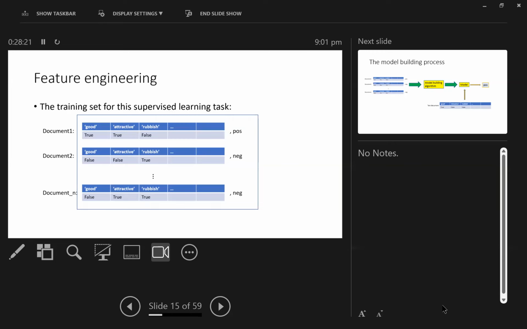So basically, its representation input will be true for the first word, good, true for the second word, attractive, and false for the word rubbish, and so on and so forth. So you will see that now each document will represent a vector of true and false values to show whether that document contains or does not contain the corresponding sentiment words.